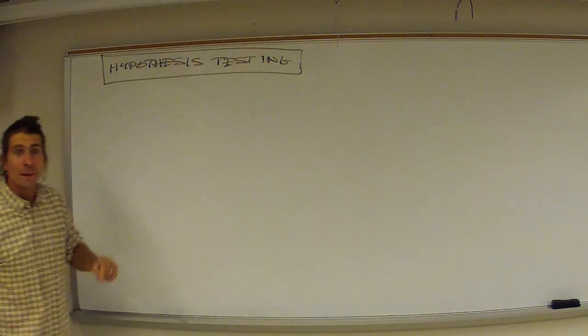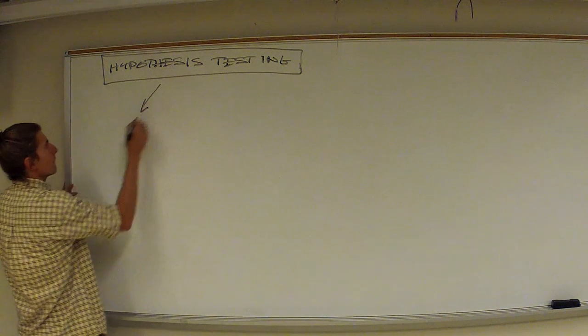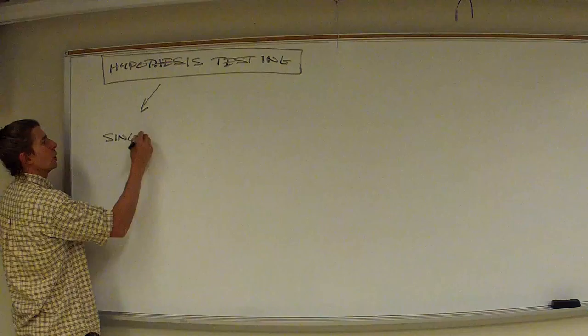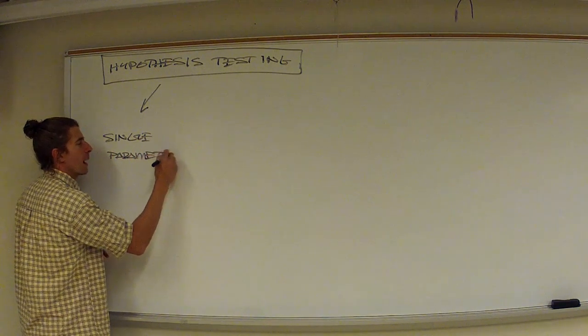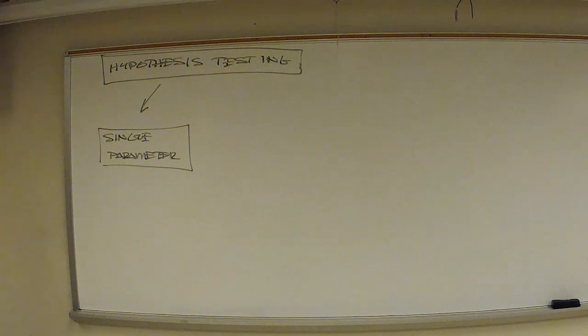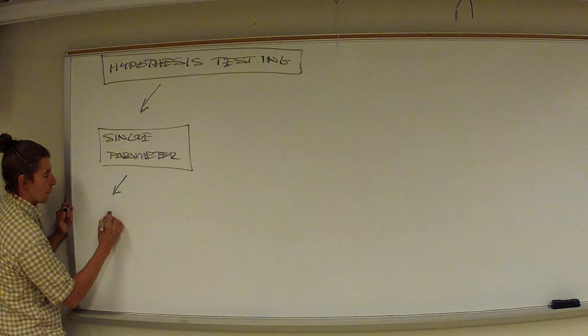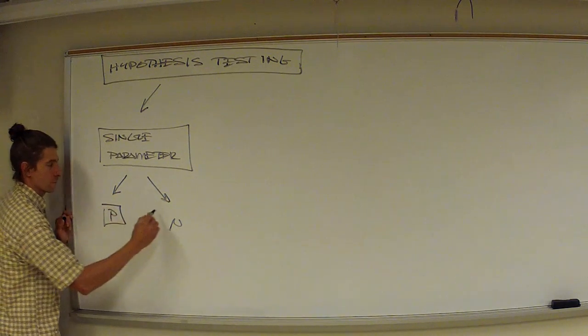So, hypothesis testing, let's give a little overview, falls into some different flavors. Two flavors we've seen already, and a third we're about to get into today. We have single parameter. Now, this is the word parameter used in the old sense, the sense that you used it back in 243, not the idea of a parametric test, which is a bit of a confusing use of that word.